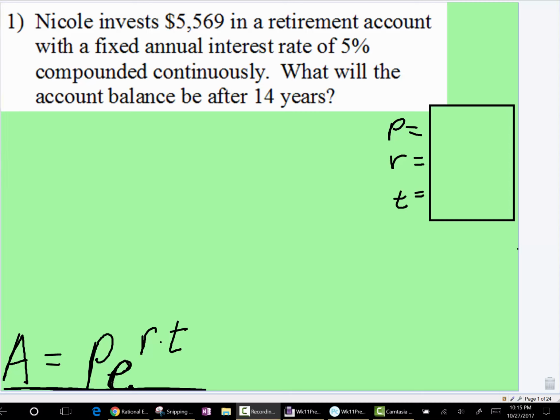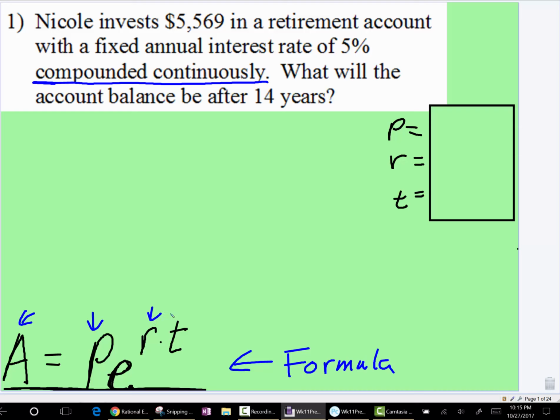These problems are investment problems that are compounded continuously. Well, that would be cool. All right, so here is the formula. And as you read the problem, just identify each part of the formula.